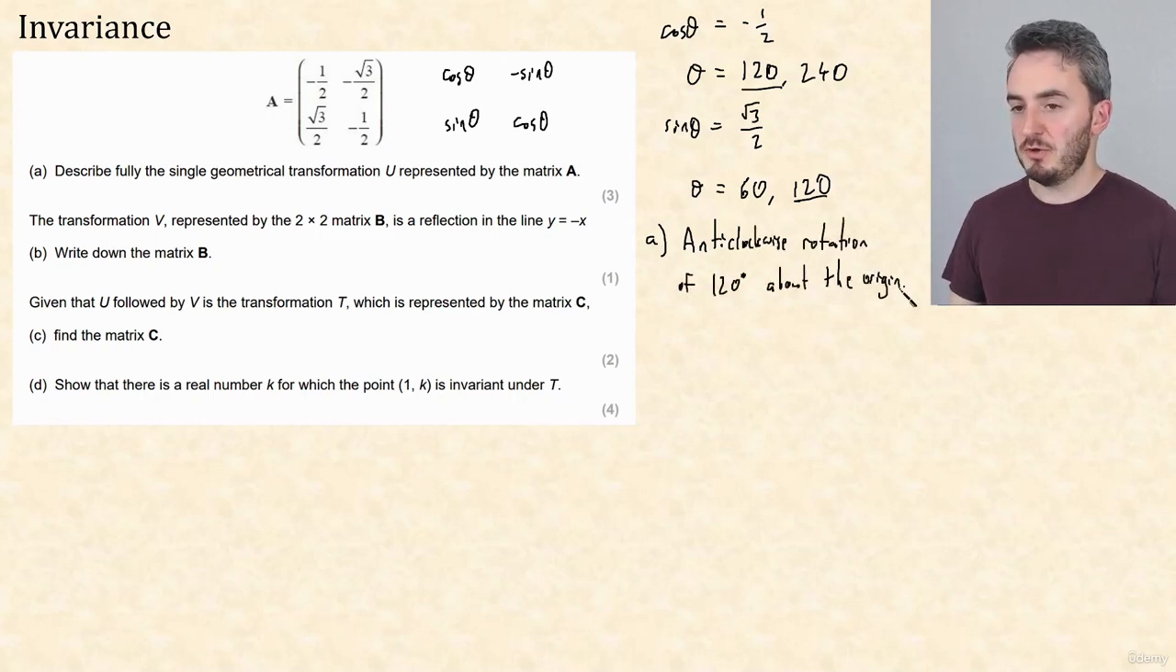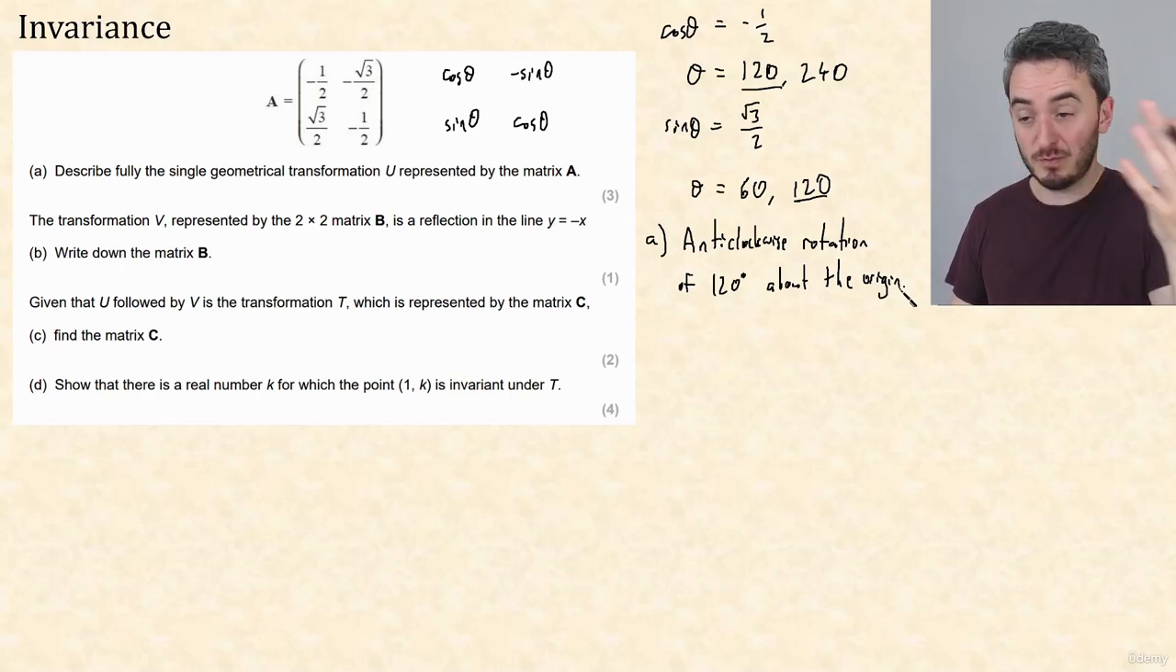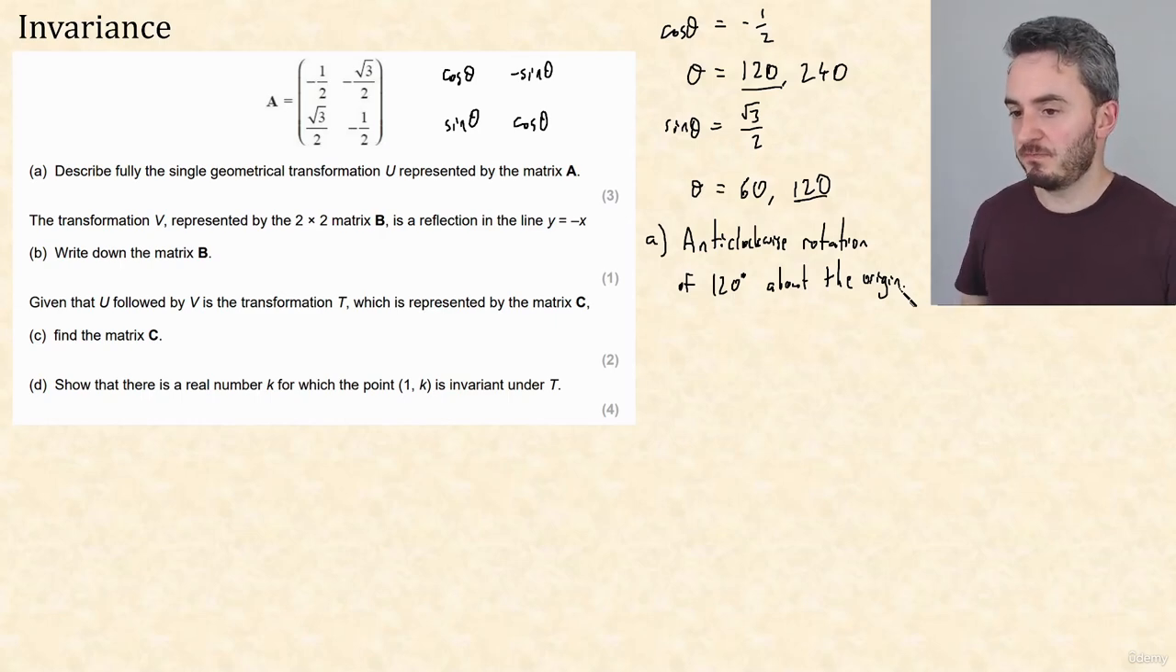So there's only one invariant point there. If you've got a rotation, all points change apart from the origin.